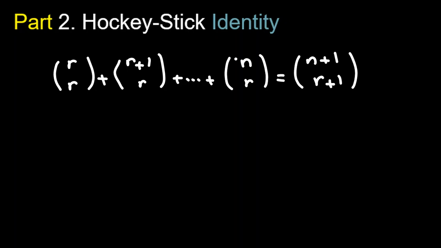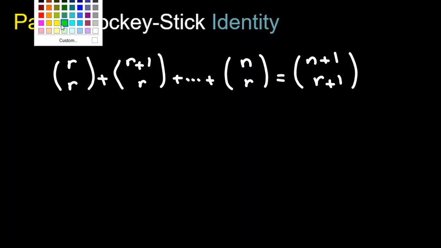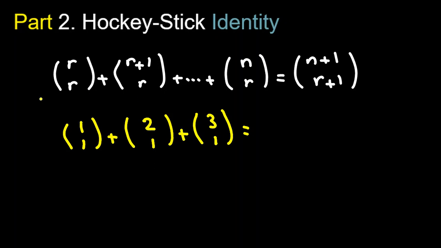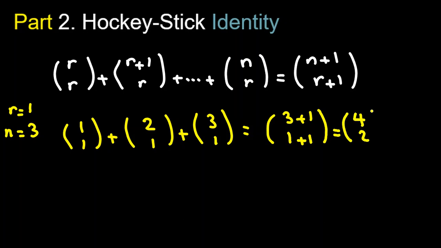So, let me explain for you. For example, suppose someone says, okay, 1 choose 1, plus 2 choose 1, plus 3 choose 1, equal to what? R here is what, can you tell me in this case? So, look, R is 1. N is what we select from R plus 1 to N. N is 3. So, from this identity, we should say N plus 1, R plus 1, 3 plus 1, 1 plus 1. It is 4 choose 2.